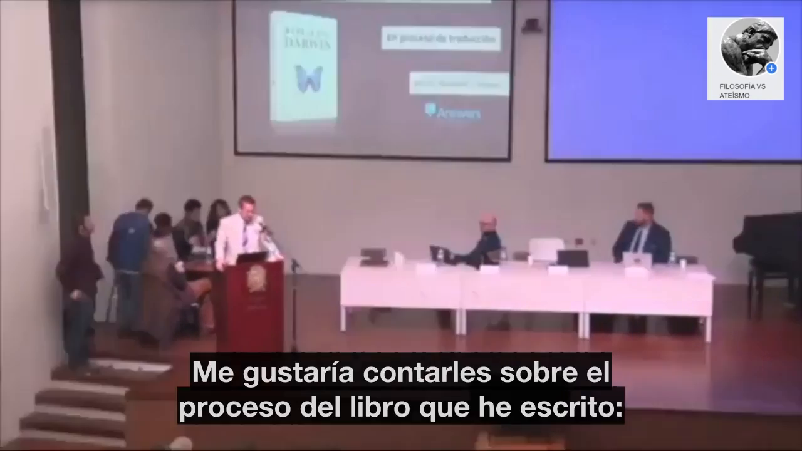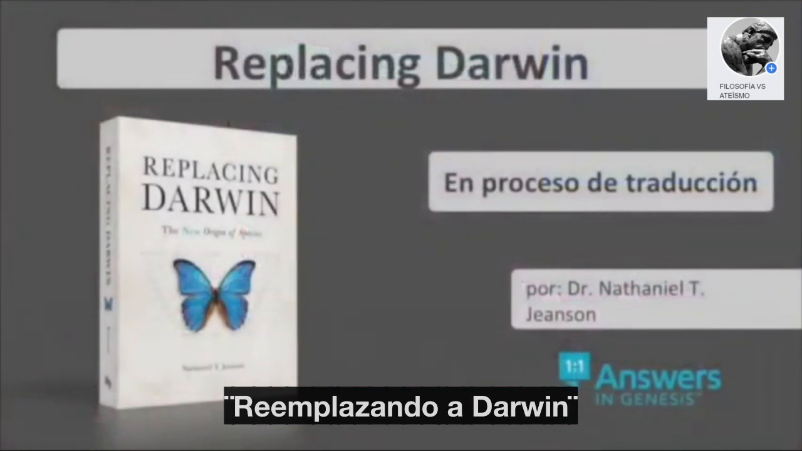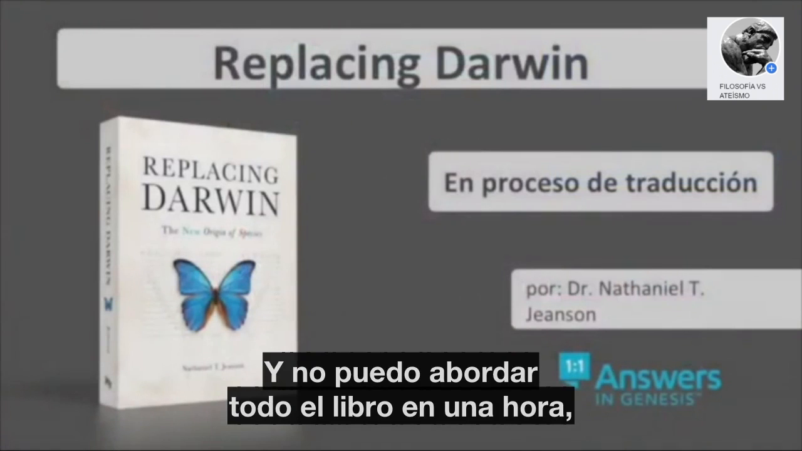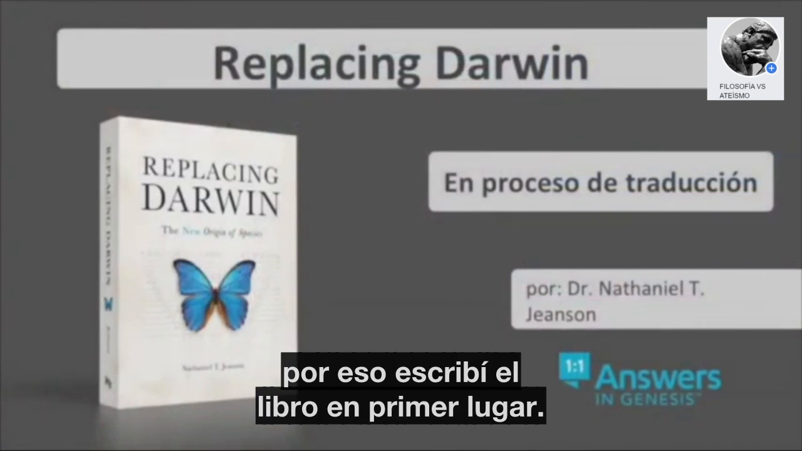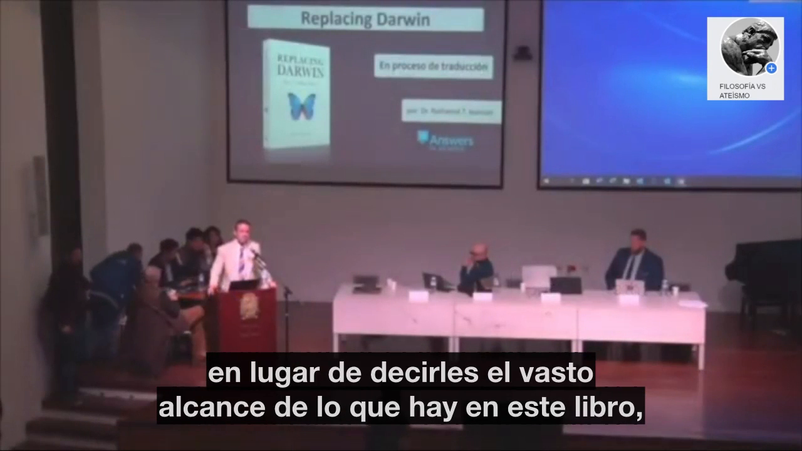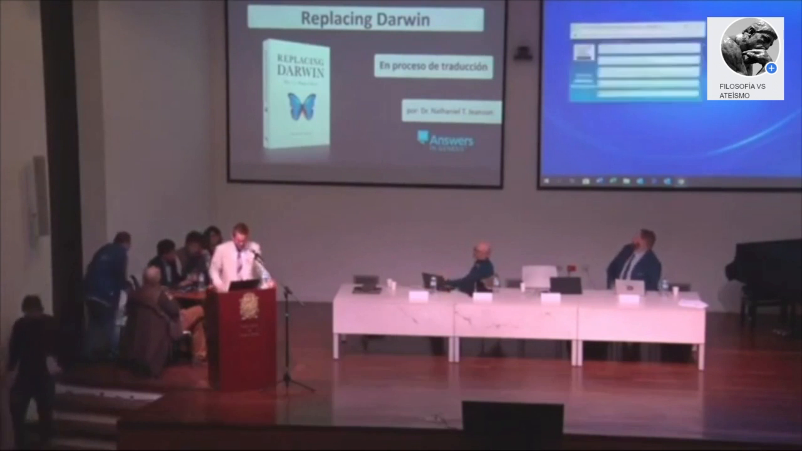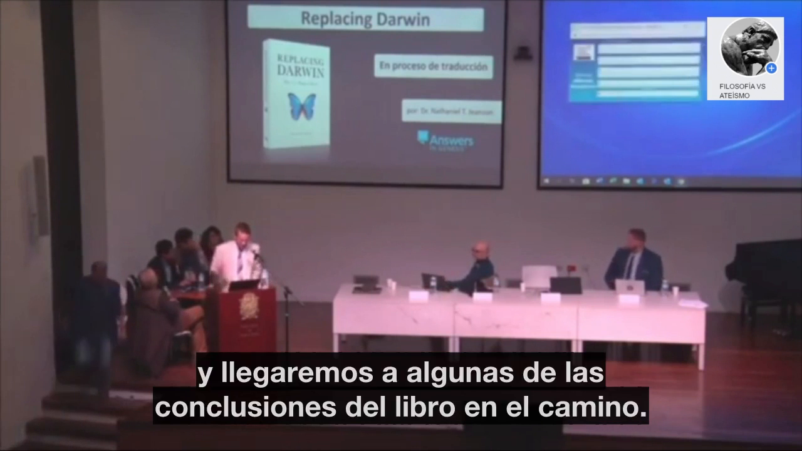I'd like to tell you about the process, the book I've written, Replacing Darwin. And I can't get through the entire book in 1 hour, which is why I wrote a book in the first place. So in the time we have remaining, what I'd like to do, instead of telling you the vast scope of what was in this book, instead tell you the process by which I came to my conclusions. So we'll go through 5 steps and we'll get through some of the conclusions in the book along the way.